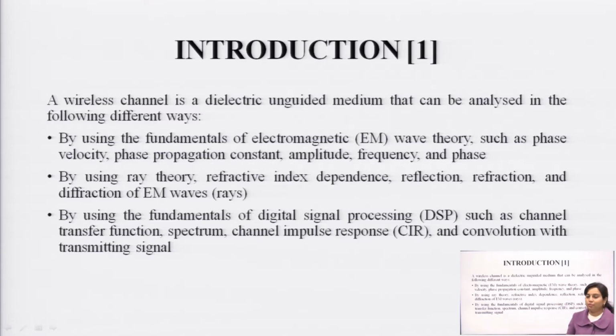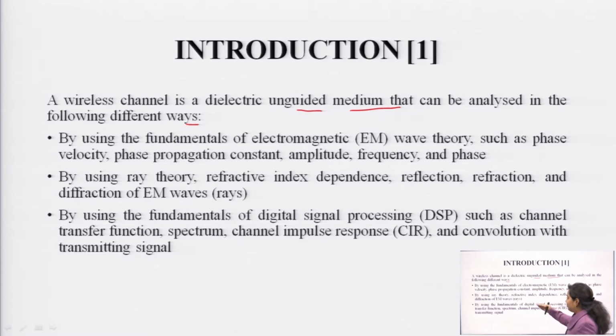A wireless channel is basically a dielectric unguided medium that can be analyzed in different ways. First, what is unguided? Unguided means there is no direct connection set up between the transmitter and receiver. It is the wave that travels from the transmitter, and it is unguided in nature, which means it has to decide at every hop or intermediate node where it has to move on, depending on the path length and the ideality of the channel. That is known as the unguided medium.